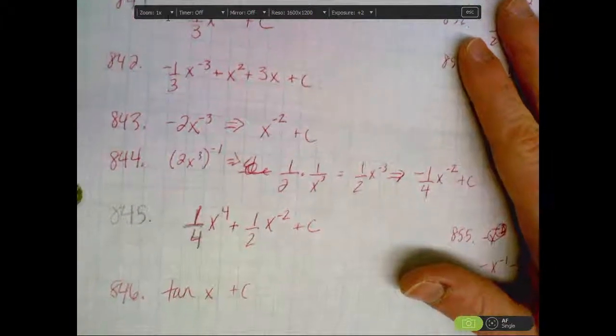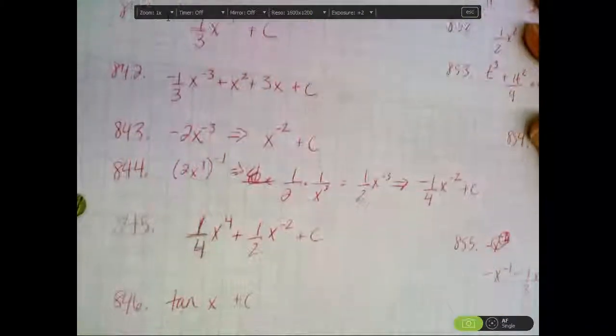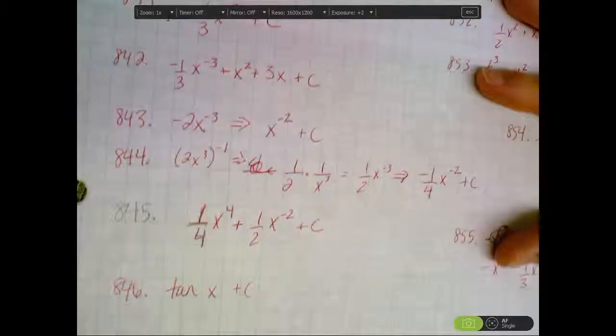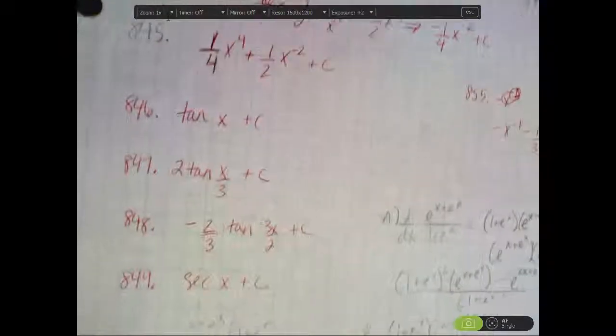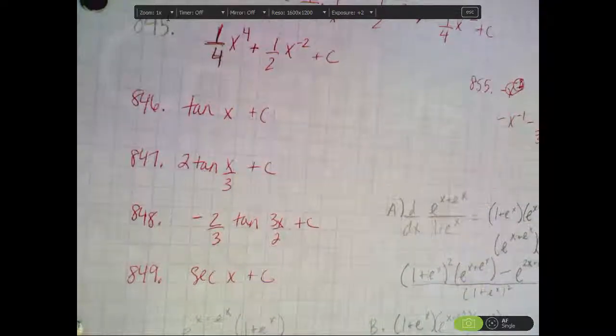The rest of these you can just check your answers. Again, secant squared, you just have to remember that the derivative of tangent is secant squared. And then for the next ones, you just have to do the backwards chain rule. So basically, what was I going to multiply by when I took the derivative? And let me multiply by the multiplicative inverse, or the reciprocal, so that that will go away.